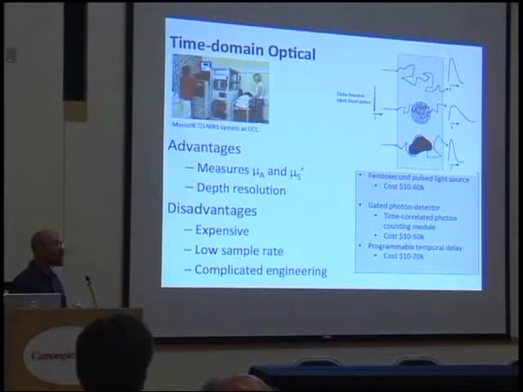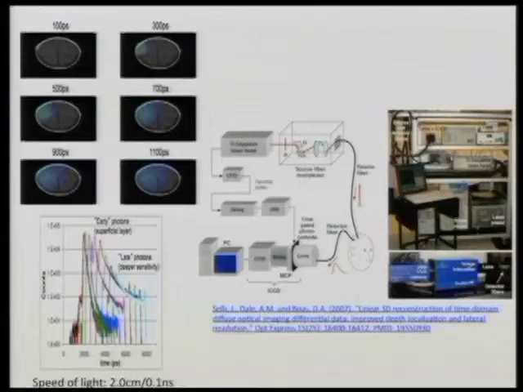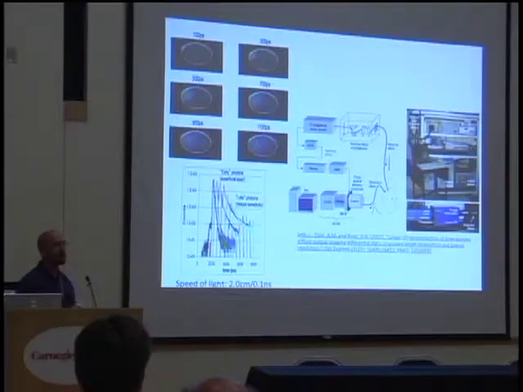The downside of time domain systems is that they're very, very large, very, very expensive. Up until maybe about 2 years ago, we were talking about Ti:Sapphire and Mai Tai lasers, very expensive gated photodetectors. A typical setup like this, which is the MGH system from my PhD, had one laser and one CCD camera. That system cost about $250,000.